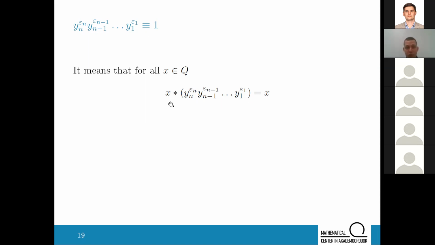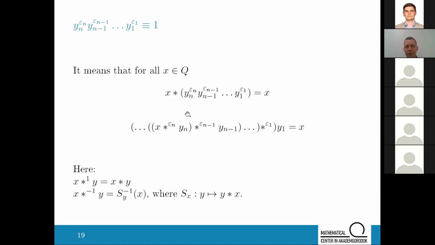But again, what does this mean? It means this. So now we have already an element in the quandle: x star yn to the power epsilon n, then star yn minus 1 to the epsilon n minus 1. So we just act by yn minus 1, and so on, y1. And here we just need to remember that star with 1 is just the usual star, and star with minus 1 is the inverse of sx, where sx is this map. That is a definition, maybe a bit complicated, but we need to look at it a bit more carefully.